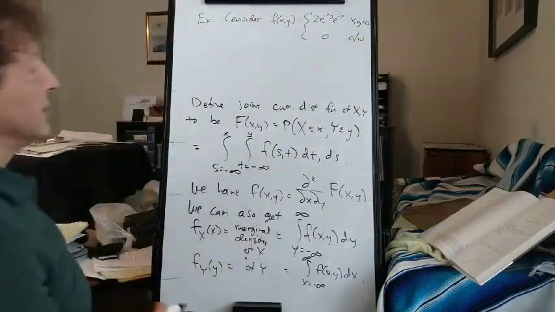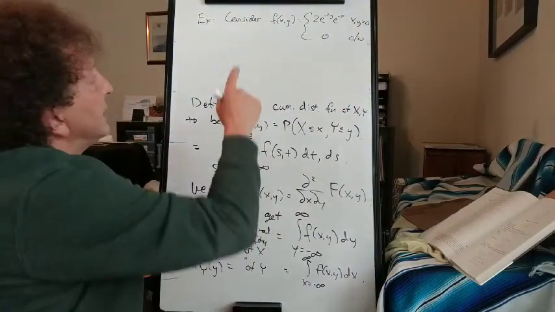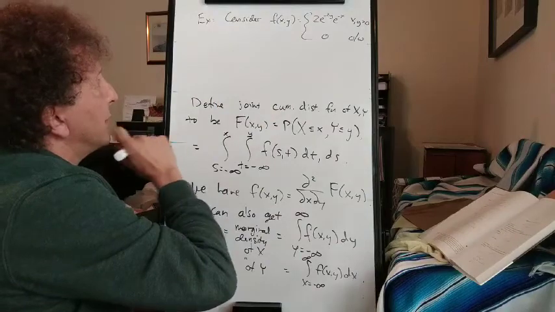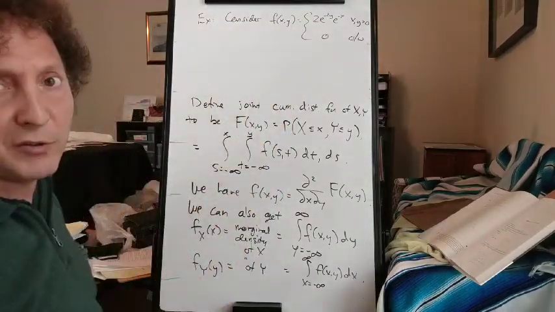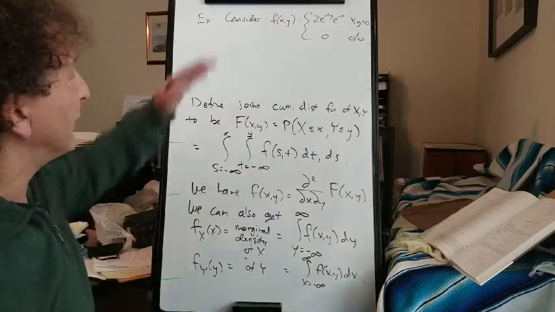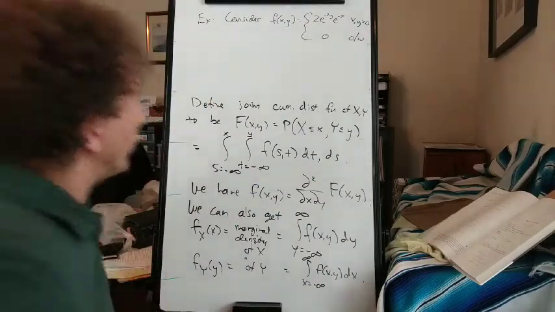So let's first check that this is a probability density function. e to anything is positive. So no matter what x, y we plug in, we're going to get something positive. So we really just need to check that the volume underneath this surface and above the xy plane is equal to 1.